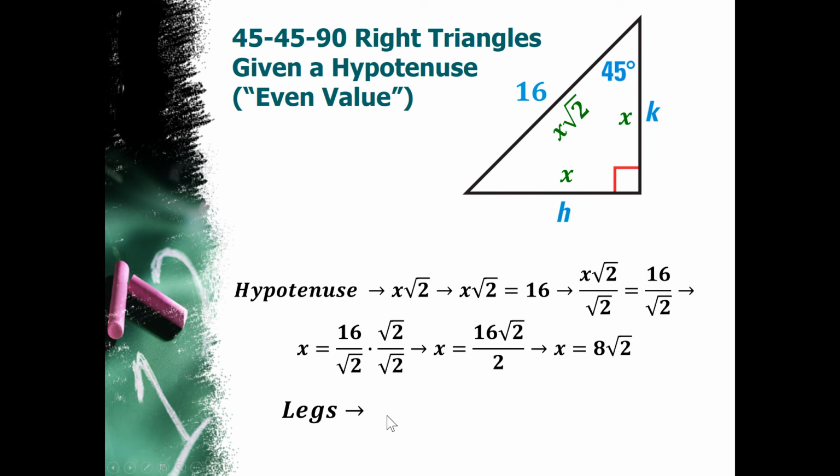Our shortcut for our leg is simply x, so we know what x is. X is 8 root 2. We simply put that in for the x value, giving us 8 root 2. And both of our legs have the same value, so they're both 8 root 2 for this example.